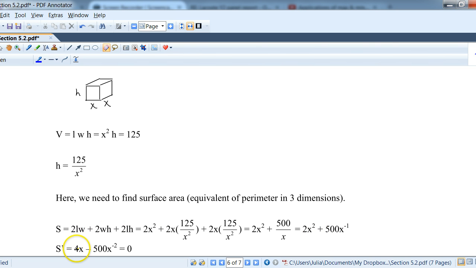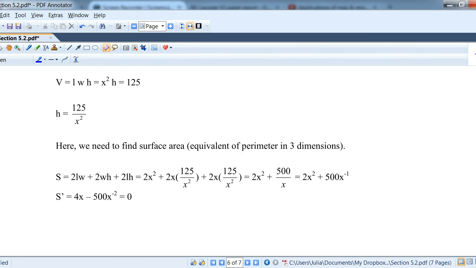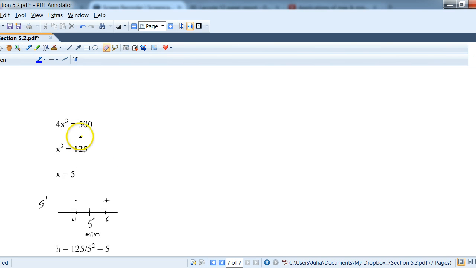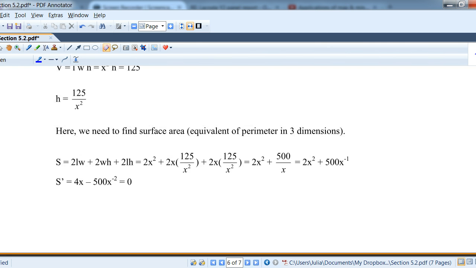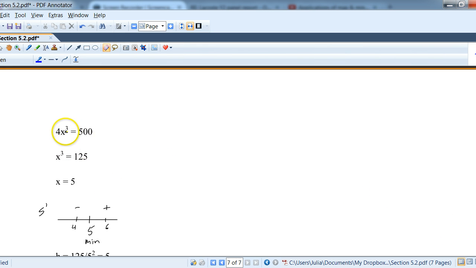And then from here, taking the derivative, we'll get 4x minus 500x to the negative 2nd power. Again, we can set it equal to 0 to find the minimum for the least material. I move the 500x to the negative 2nd power to this side. I put x squared on the bottom, so I just multiplied both sides by x squared. And we end up with 4x cubed equals 500.